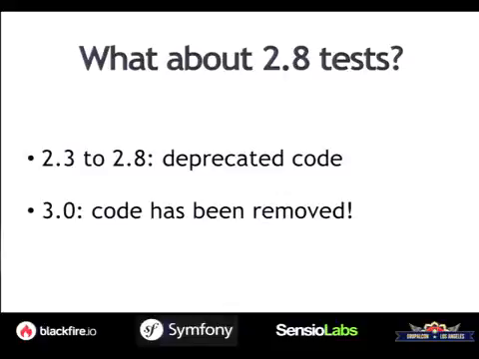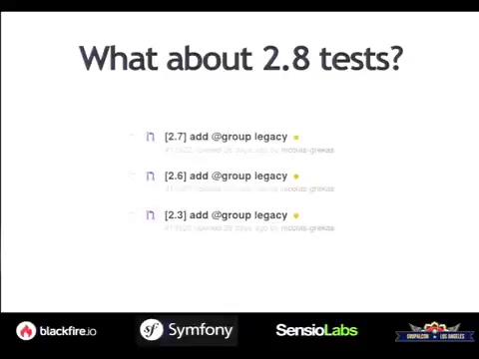So what we have is a group legacy tag for all our deprecated tests. Whenever we have a test that is about something that is not relevant anymore, we add this group legacy tag to the test, which means that by default we exclude this group when running the tests on Symfony 3.0. And you can see that in the Travis configuration, really. Is it clear enough? Yeah?